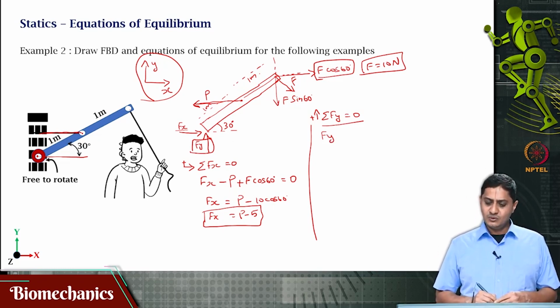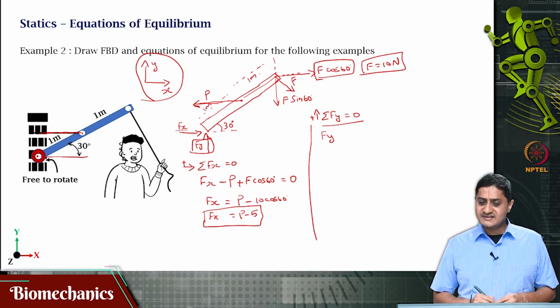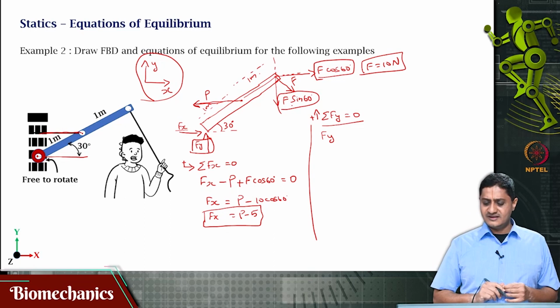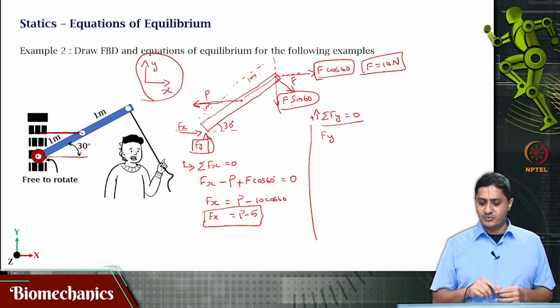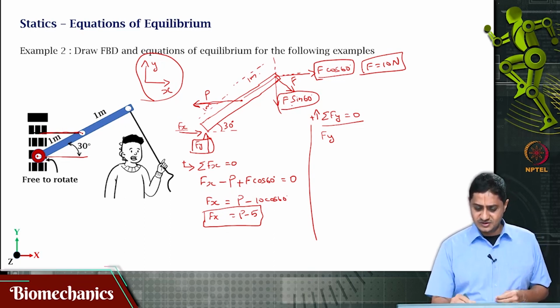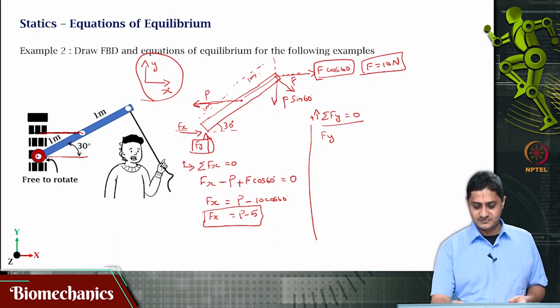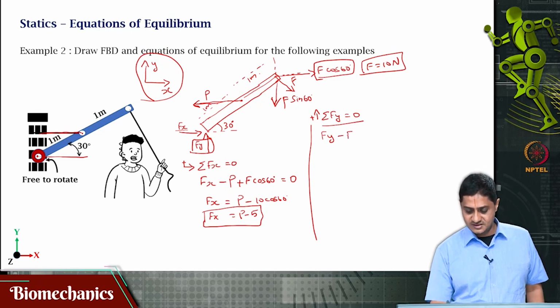And what else is there? There is F sin 60 that is there, but F sin 60 is in the negative y direction, is it not? How do I know this? Because it is acting like this. F sin 60 is acting like this, I know this. So, I am going to write this as minus F sin 60.